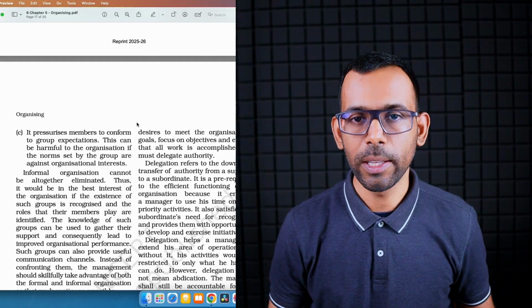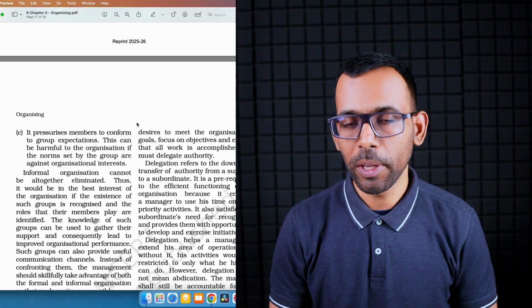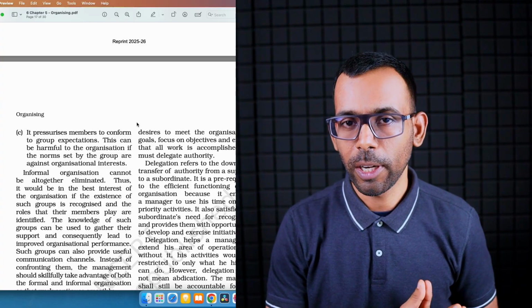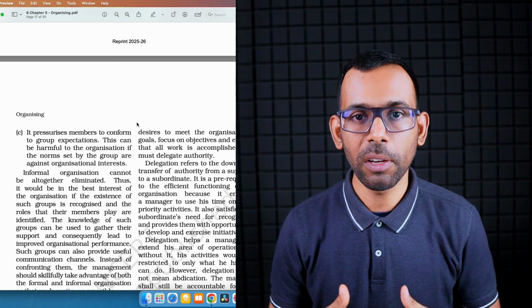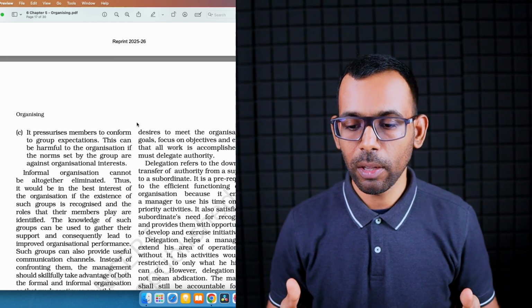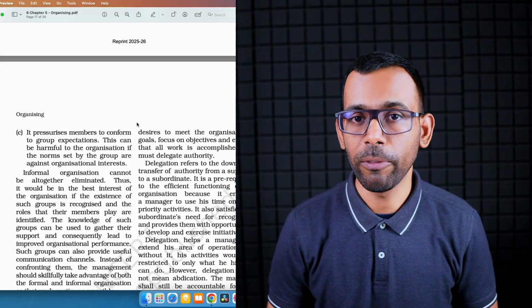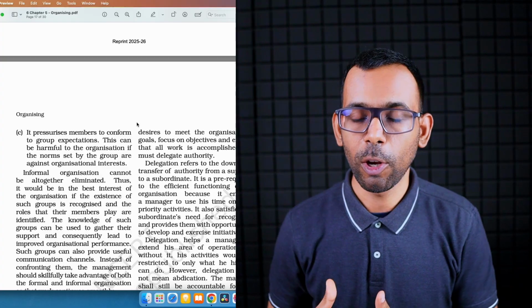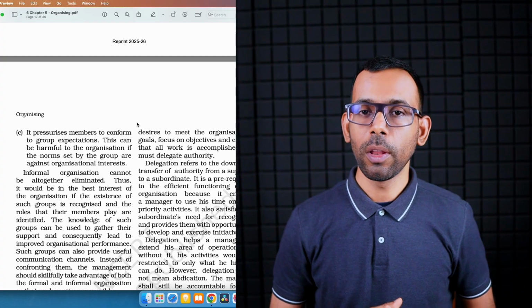It has its advantages, it also has its disadvantages, but all you have to know is that you cannot completely eliminate the informal type of organization. You only have to see how to effectively keep it under control and organized, and still manage to get the advantageous part of it, and make sure the disadvantageous part doesn't damage the company that much. I hope you understood this concept.